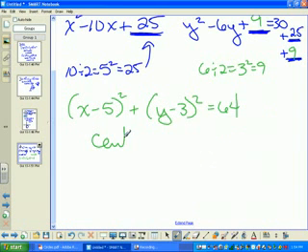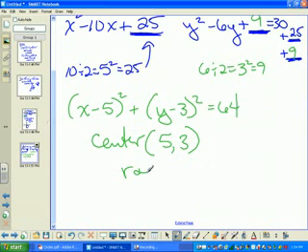So what is the center? 5, 3. And what's our radius? How many of you remember this? Good. How many of you don't think it's too bad?